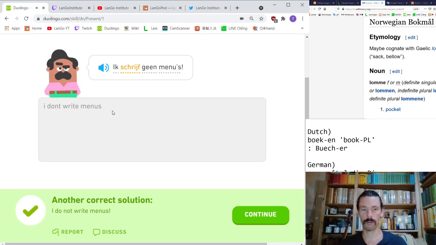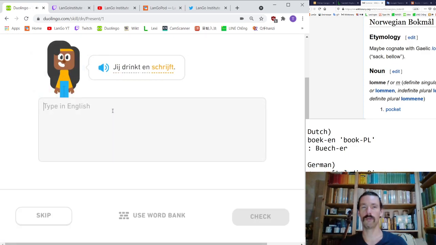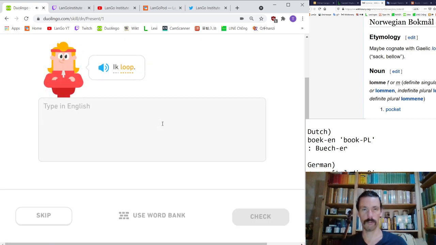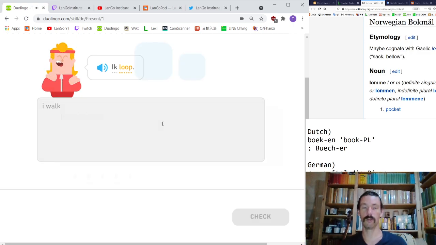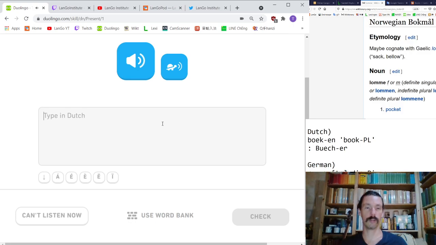Jij drinkt en schrijft. Jij, also plural you, I think. Yeah, the T lines up with that. Ihr trinkt. Je trinkt. I think it's the you plural form, and schrijft, you write. Ik loop. I walk. Loop ik. Walk the loop.